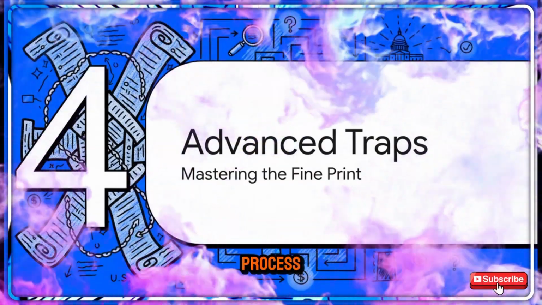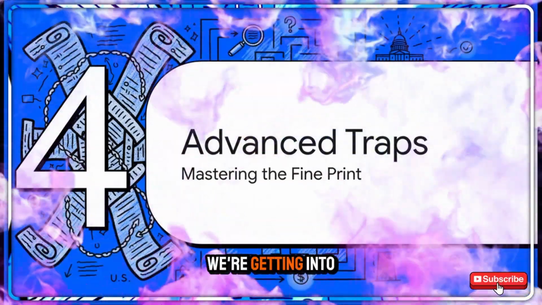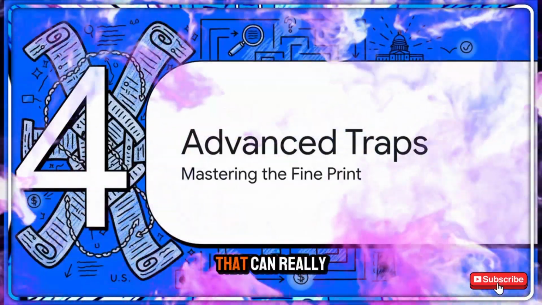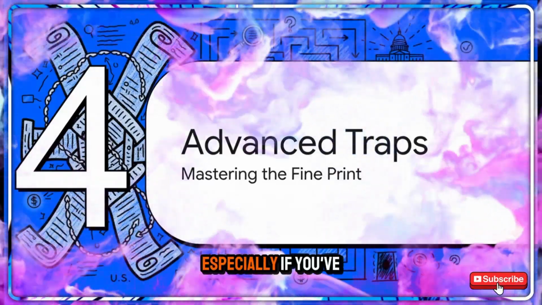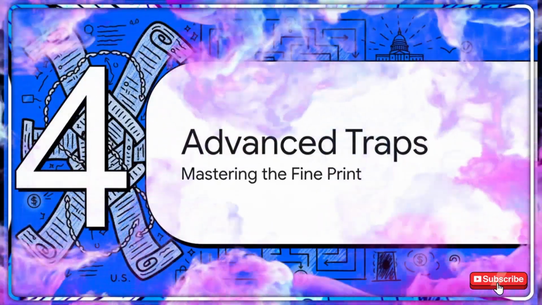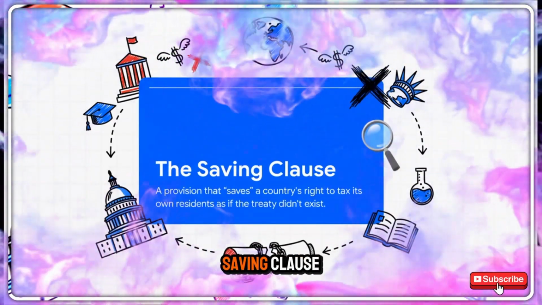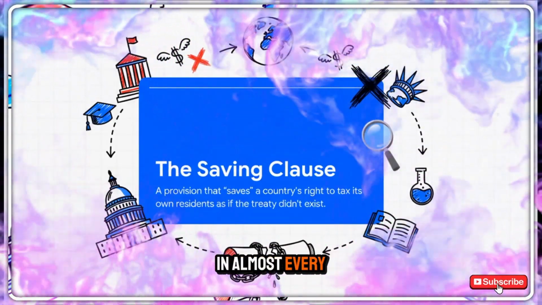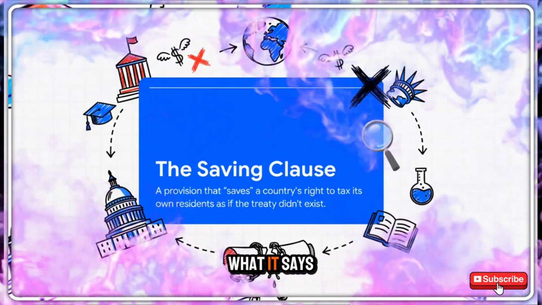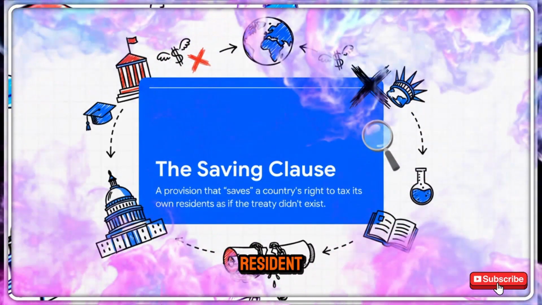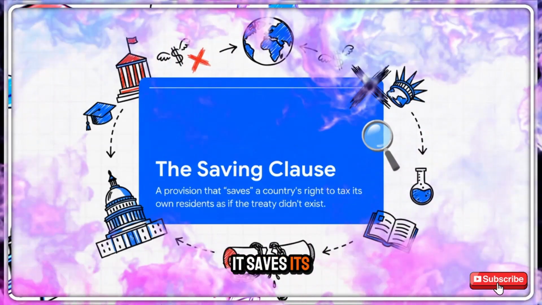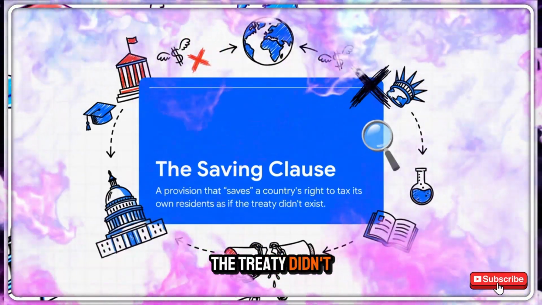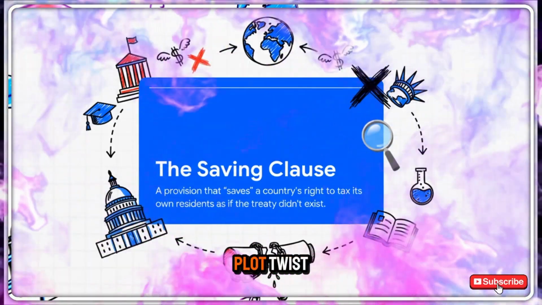Okay, we've nailed down the core process, but now we're getting into the master level. There are these hidden rules and weird little traps in the treaties that can really catch people by surprise, especially if you've been in the US for a few years. Let me introduce you to the saving clause. And honestly, this is the most important piece of fine print in almost every single tax treaty out there. What it says is that once the US considers you a resident for tax purposes, it saves its right to tax you just like any other resident. Basically, as if the treaty didn't exist. Yeah, it's a huge plot twist.